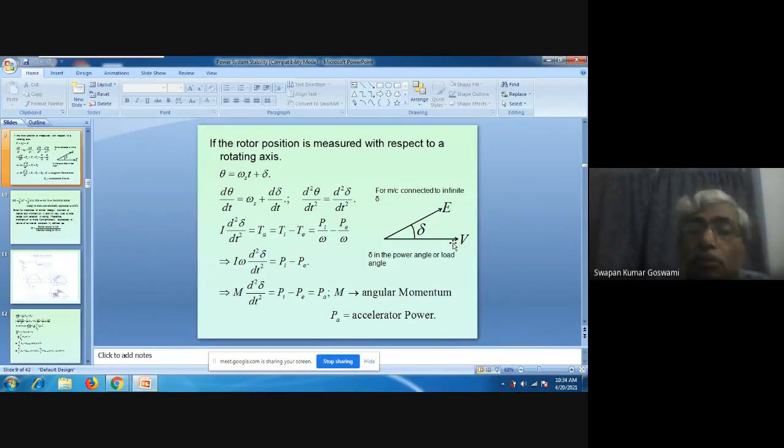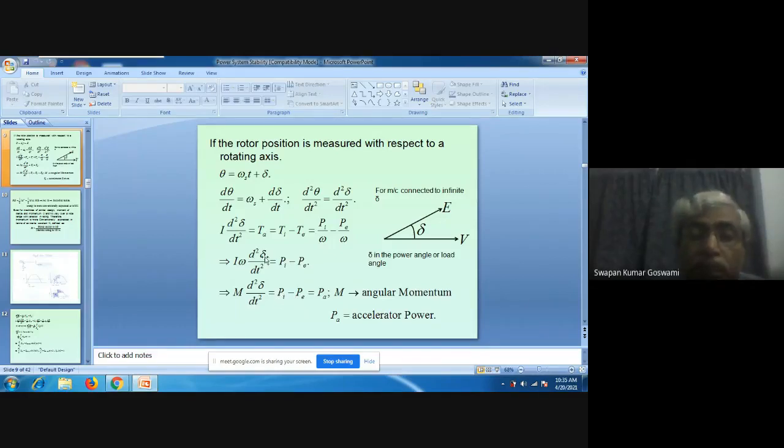But E is along the quadrature axis of the rotor. That means the speed of this phasor E will be decided by the speed of the rotor of the generator. So when Pa is positive, speed will increase. When Pa is negative, speed will decrease. Speed will be above synchronous or below synchronous, depending upon the nature of Pa, that means whether Pi is greater than Pe or Pe is greater than Pi.